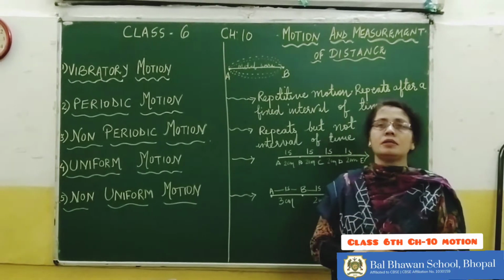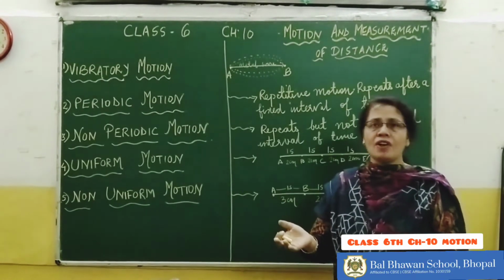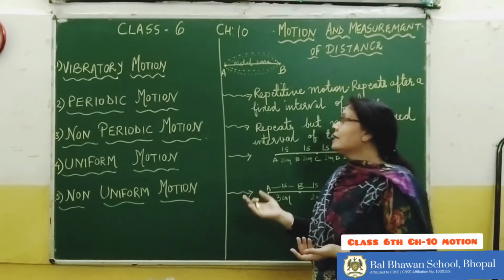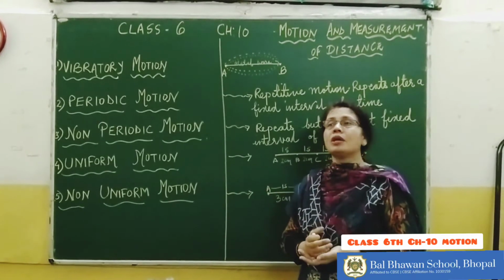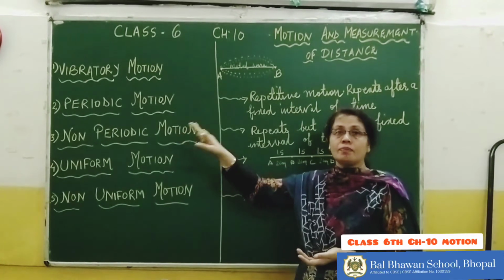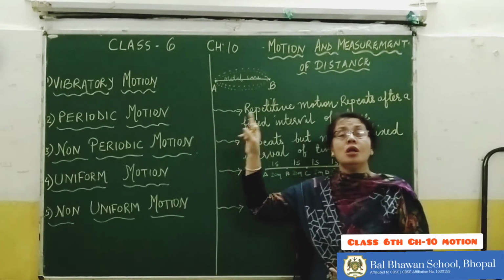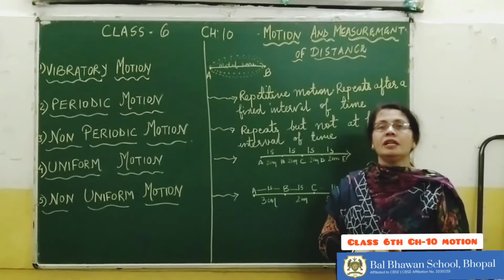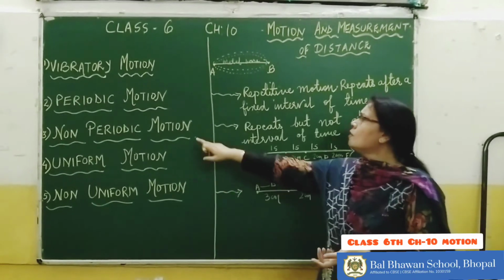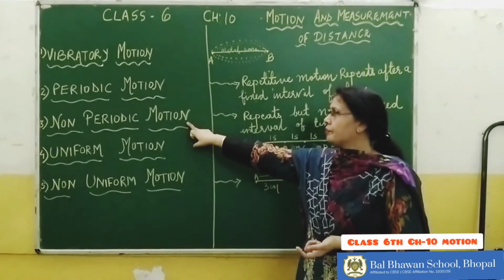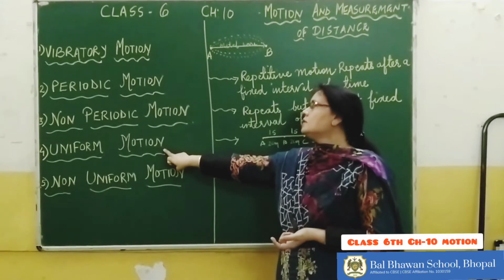Or you may see honeybees buzzing around flowers, collecting nectar, but at the time they are also showing non-periodic motion. That means they are repeating the motion, but the motion is not repeated at a fixed interval of time. I hope non-periodic motion is clear to you. Now, let us discuss next motion.